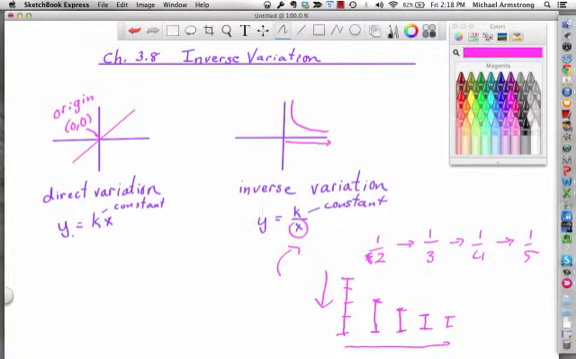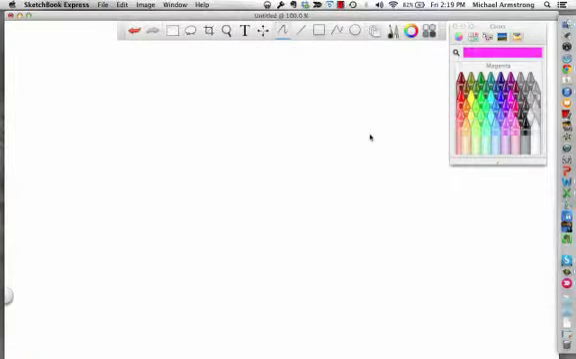When we see this format, y equals constant k, some number, over x, as that x gets larger, the whole fraction itself is going to get smaller. And so y is going to get smaller as you move along the number line this direction. So let's look at an example.